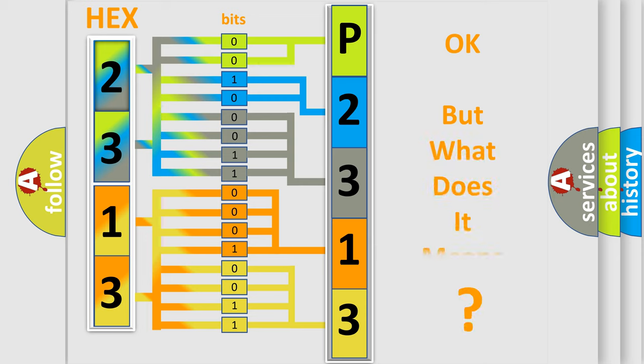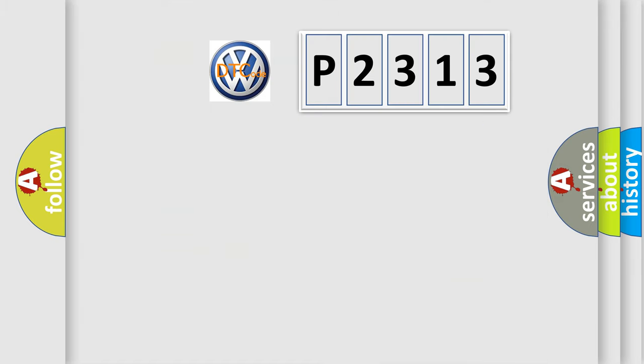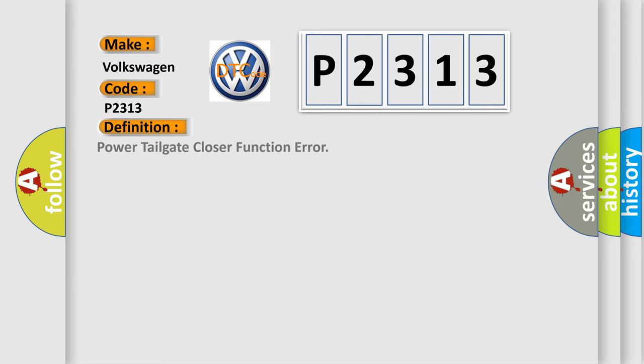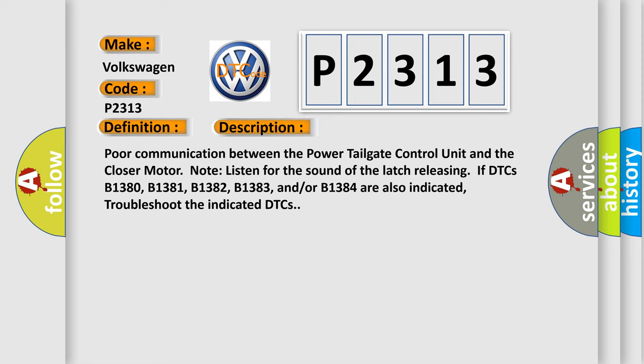The number itself does not make sense to us if we cannot assign information about it to what it actually expresses. So, what does the Diagnostic Trouble Code P2313 interpret specifically for Volkswagen car manufacturers? The basic definition is power tailgate closer function error. And now this is a short description of this DTC code. Poor communication between the power tailgate control unit and the closer motor.